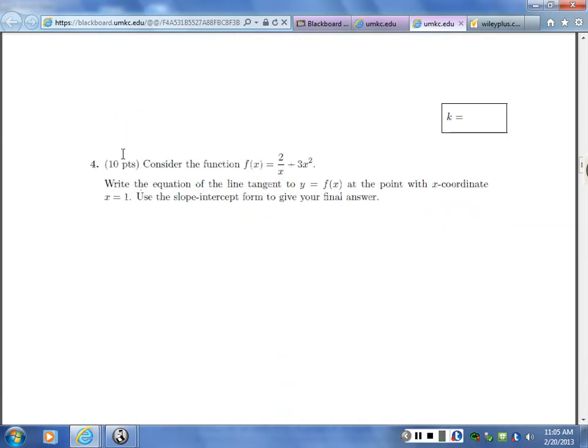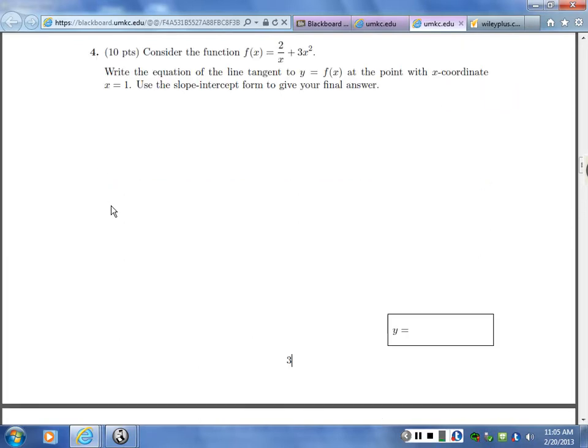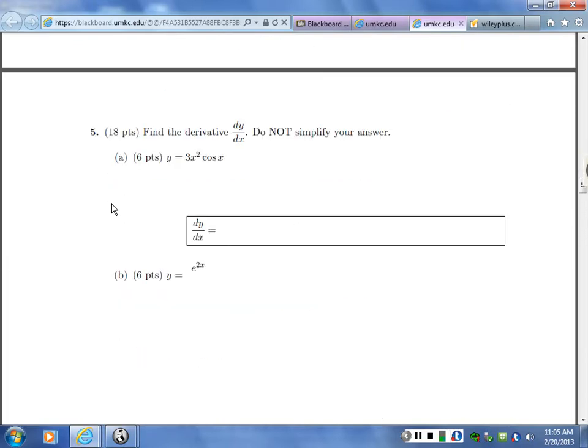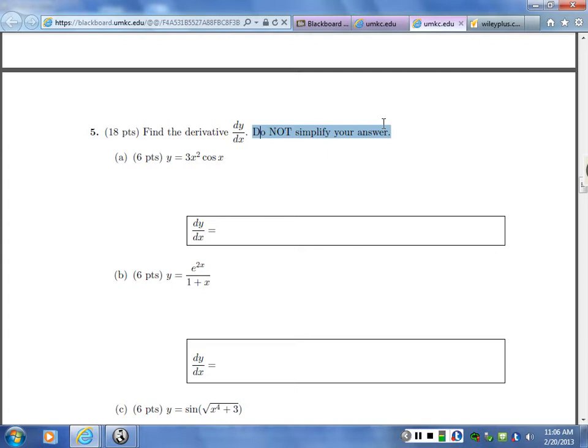So, here we go. You should be able to do this one. Consider this function, find the equation of the tangent line to the function with the x-coordinate 1. Use slope-intercept form as your final answer. You guys should be able to do that, right? And this is on a final exam, 10 points, 5% type thing. Consider the derivatives. Do not simplify your answer.